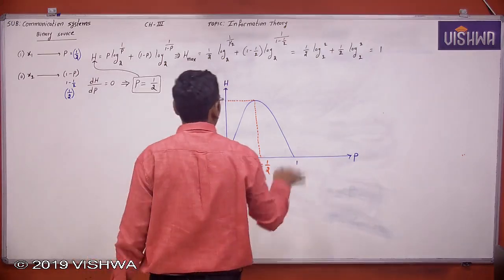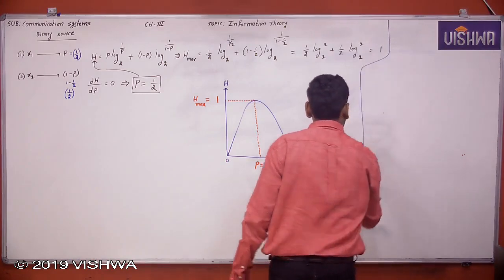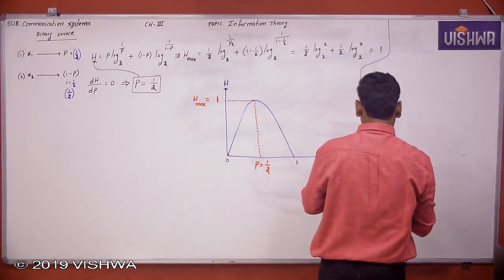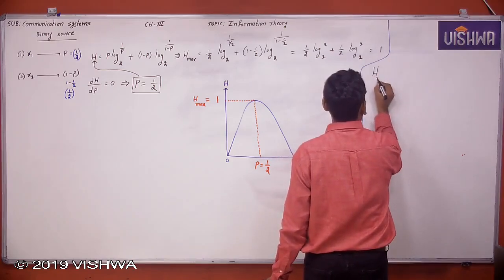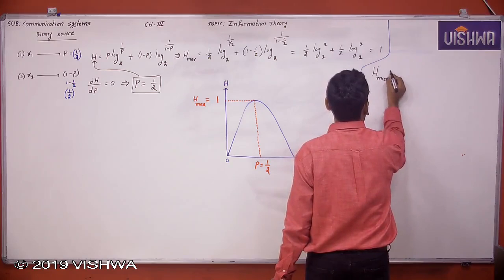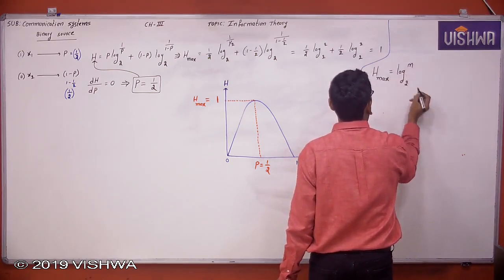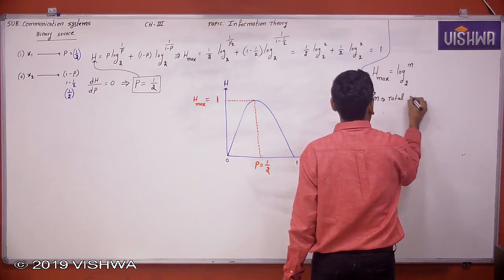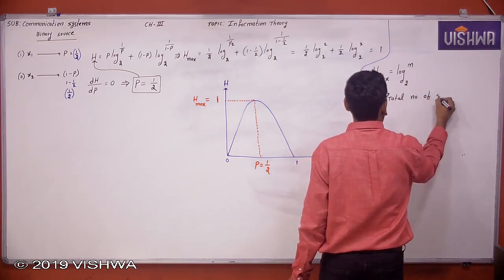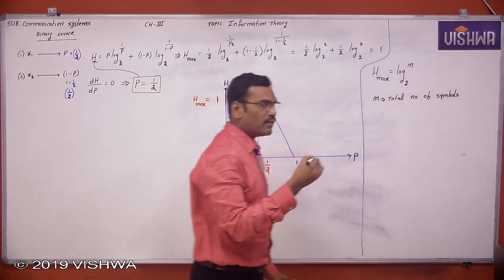Based on this, we will construct the maximum entropy for any source. We want to find the maximum entropy of any source. Can I write it like this: log M base 2, where capital M is the total number of symbols. Now we will see whether this formula is correct or not.